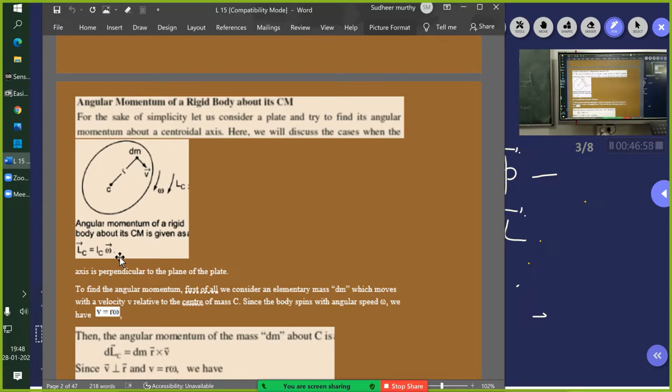Sir, the moment of inertia, like IC, we should take along which axis? Along the axis in which angular momentum is there, or another different axis?